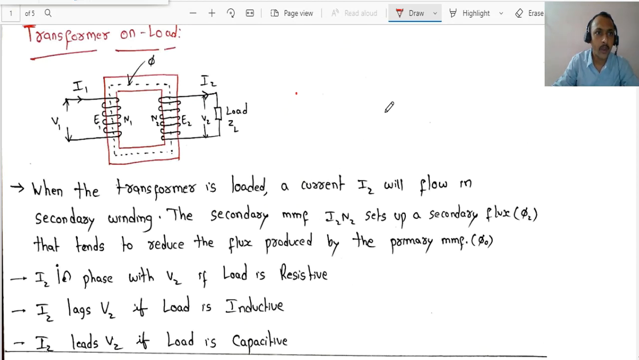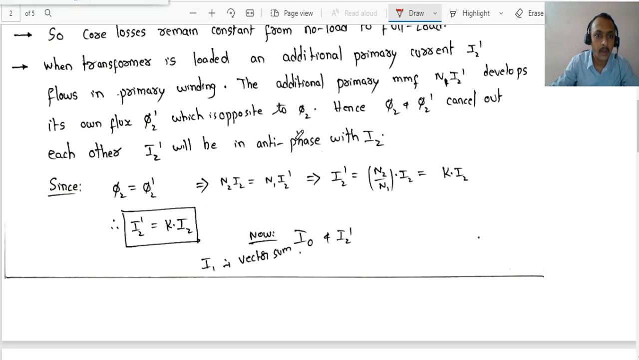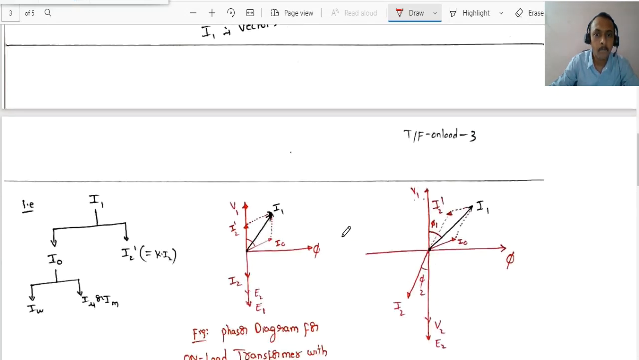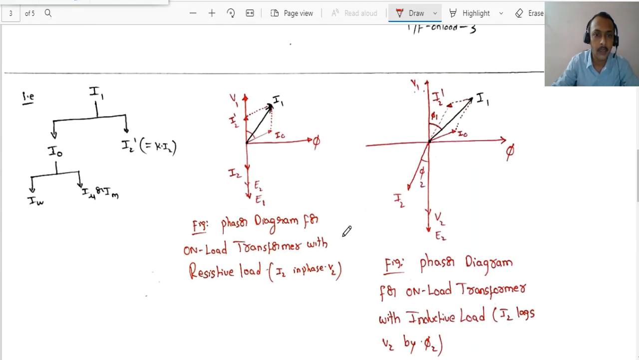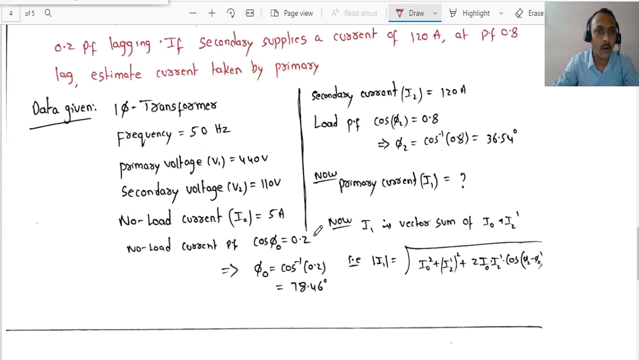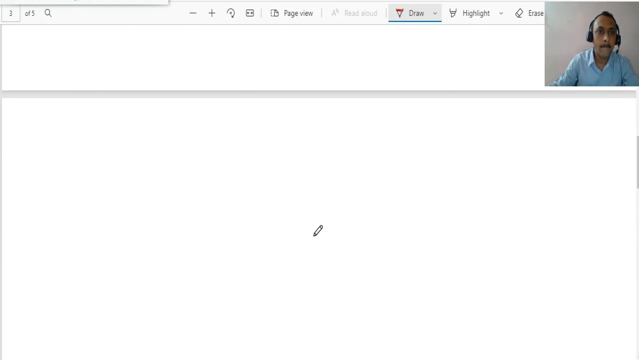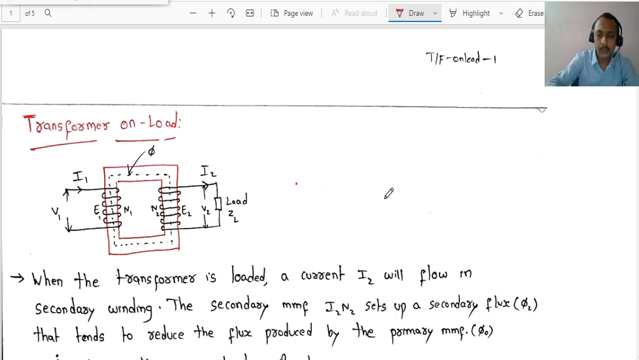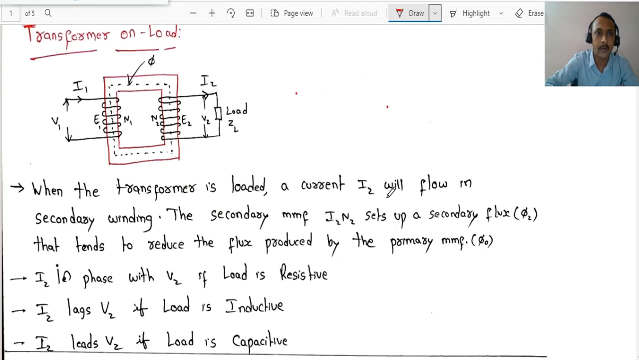In this video, we are going to discuss the transformer on load, and we will discuss its circuit diagram and the important terminology. We will also discuss its phasor diagram if the load is a resistive load, and also draw the phasor diagram for an on-load transformer with inductive load, and slowly we will discuss one example on this topic. Now observe, dear students, before watching this video, please watch the transformer on no load concept.